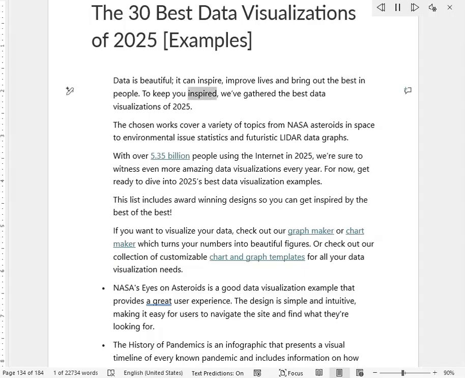To keep you inspired, we've gathered the best data visualizations of 2025. The chosen works cover a variety of topics from NASA asteroids in space to environmental issue statistics and futuristic LiDAR data graphs. With over 5.35 billion people using the internet in 2025, we're sure to witness even more amazing data visualizations every year. For now, get ready to dive into 2025's best data visualization examples.